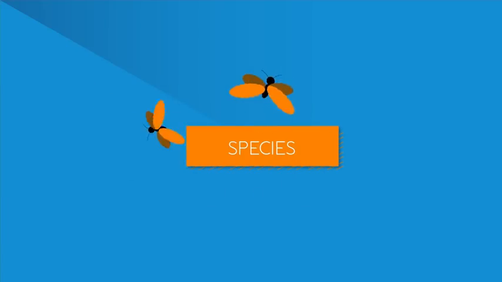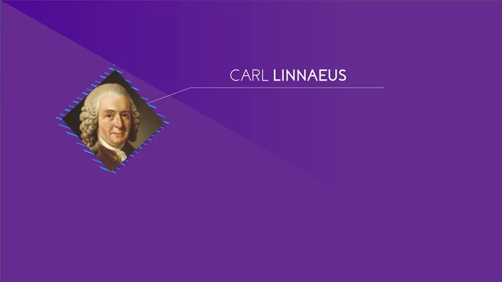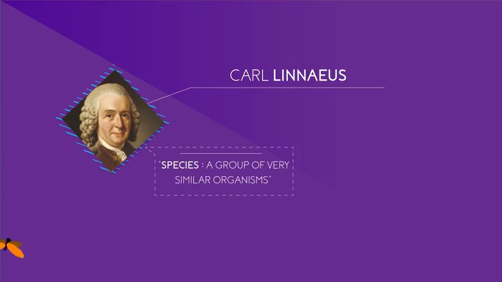In this video, we are going to discover what the word species means and how a new species is created. 18th century naturalist Carl Linnaeus used the term species to describe a group of very similar organisms. Linnaeus was interested in classifying all living things, and he came up with a system for grouping organisms and identifying the relationships between them based on their physical features.